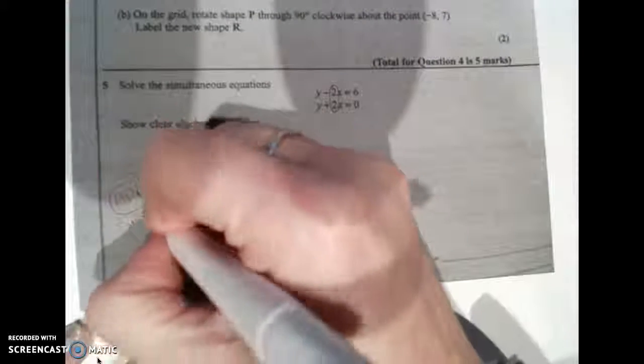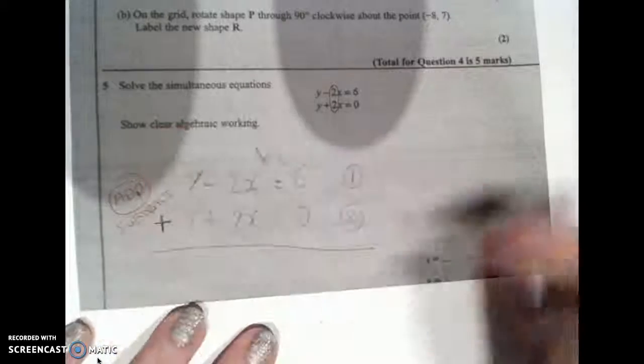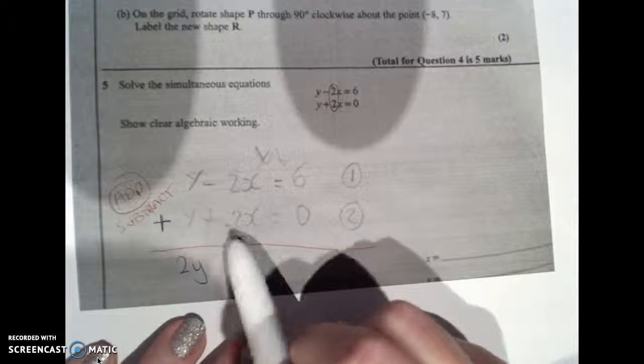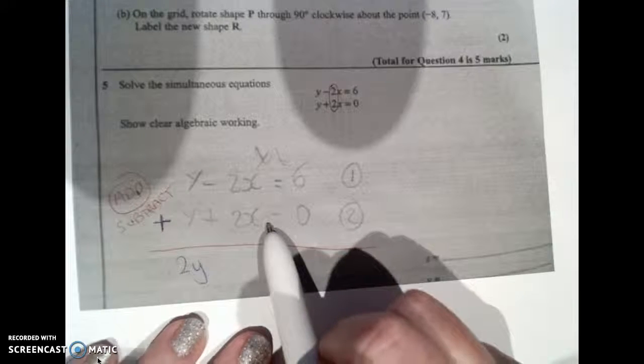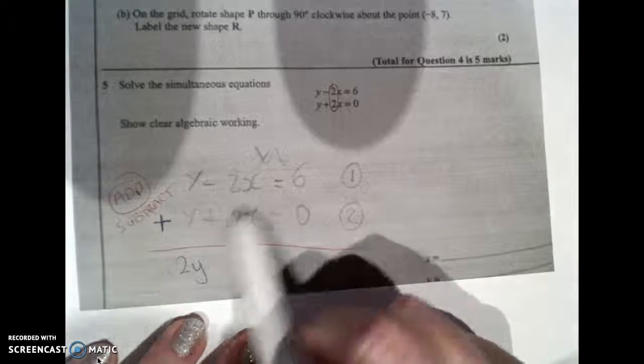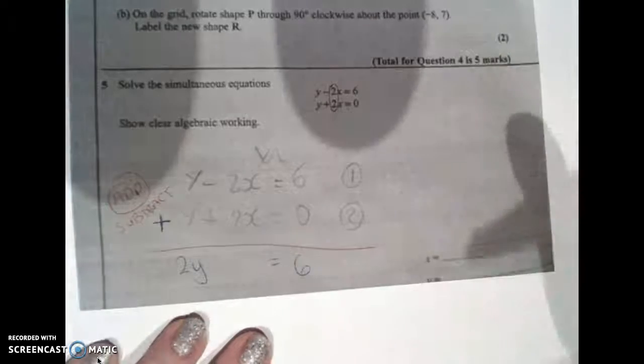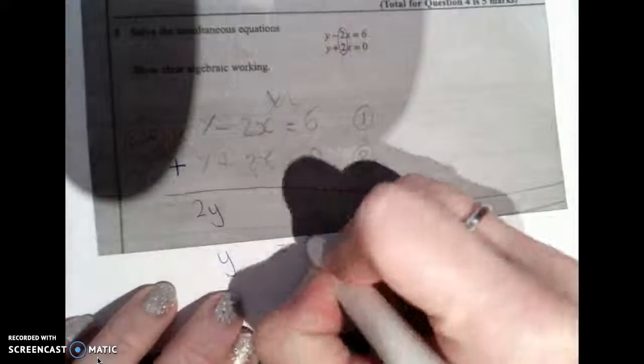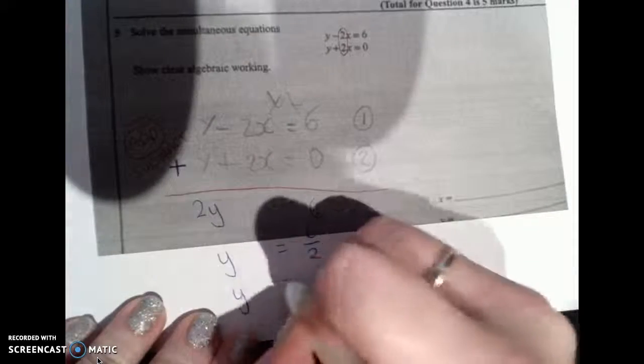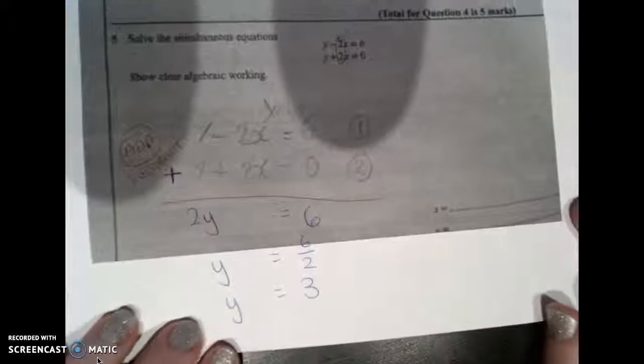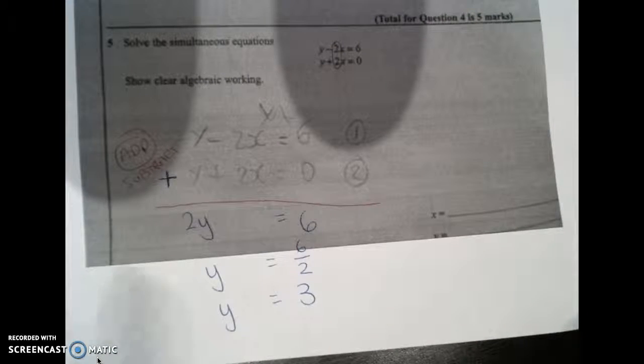So if I add my two together, I get y plus y is 2y, minus 2x plus 2x becomes 0. That's correct. This should always be a 0. And 6 plus 0 is 6. So you end up with a statement that 2y equals 6. Well, if you know that 2y's are 6, y must be 6 divided by 2, so y is 3. And once you get to that bit, then the rest of it's quite easy.